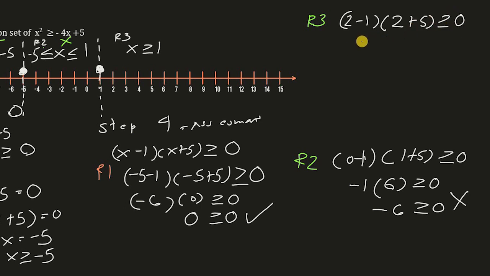So, simplifying that, 2 minus 1 is 1. 2 plus 5 is 7. 7 is greater or equal to 0. Okay, let's assess. 7 is greater than 0, which is, tama, correct. 7 is mas malaki siya sa 0. Ibig sabihin, na-satisfy niya. Ibig sabihin, yung region na to, tama. This is a solution set.